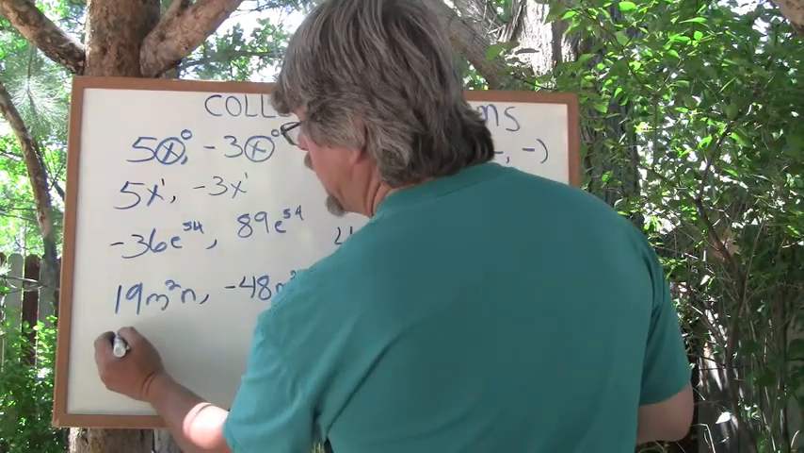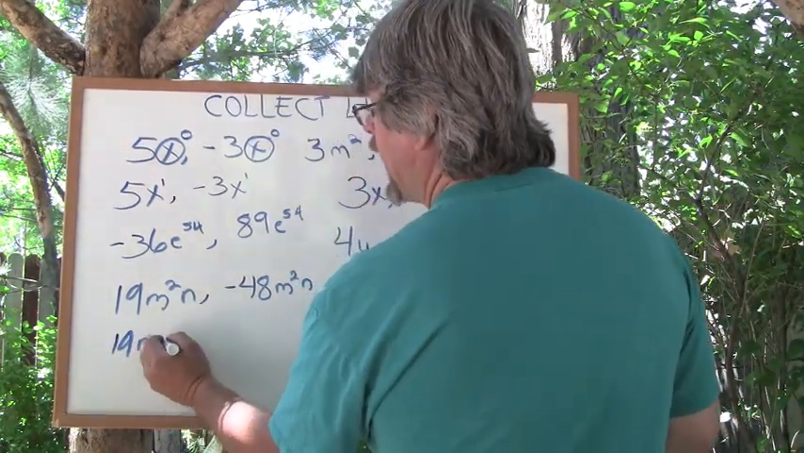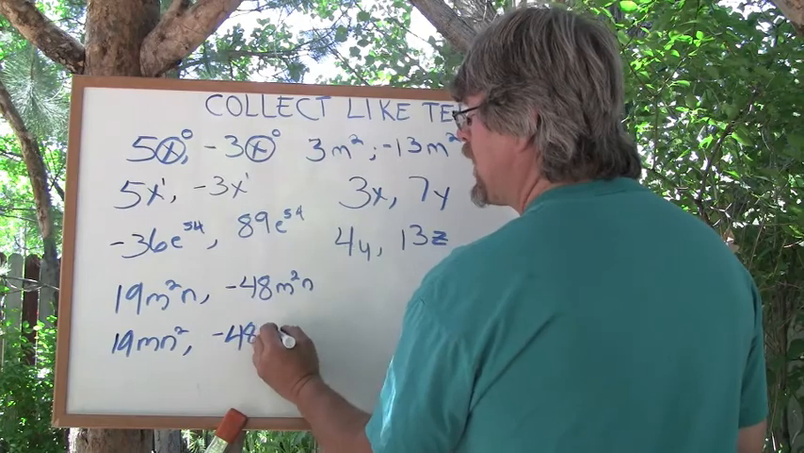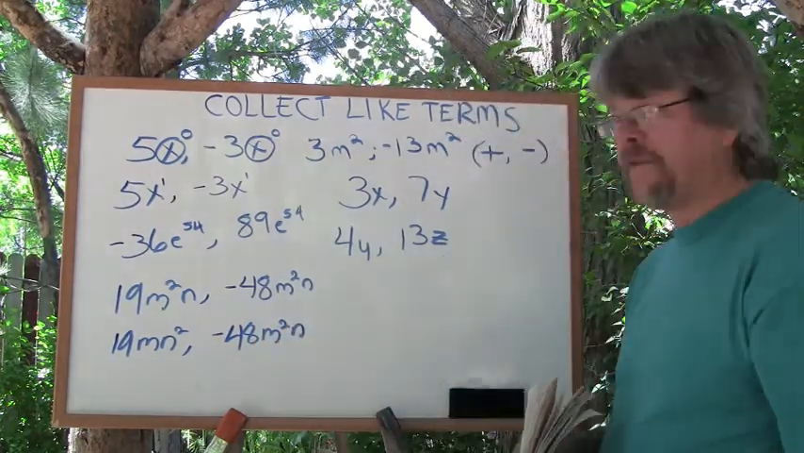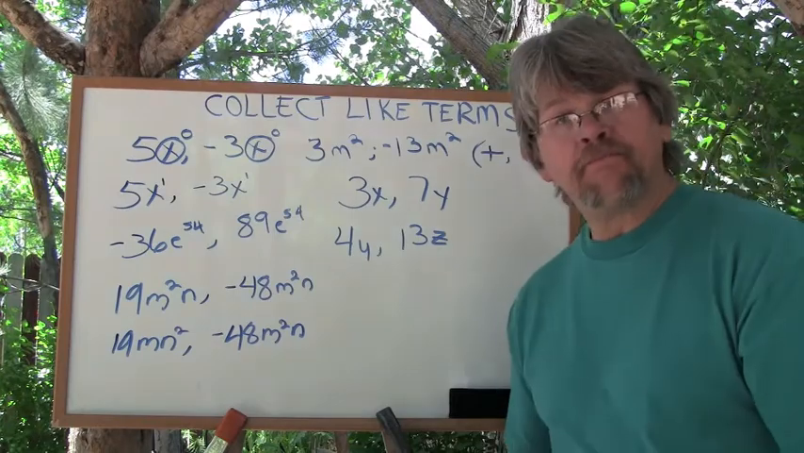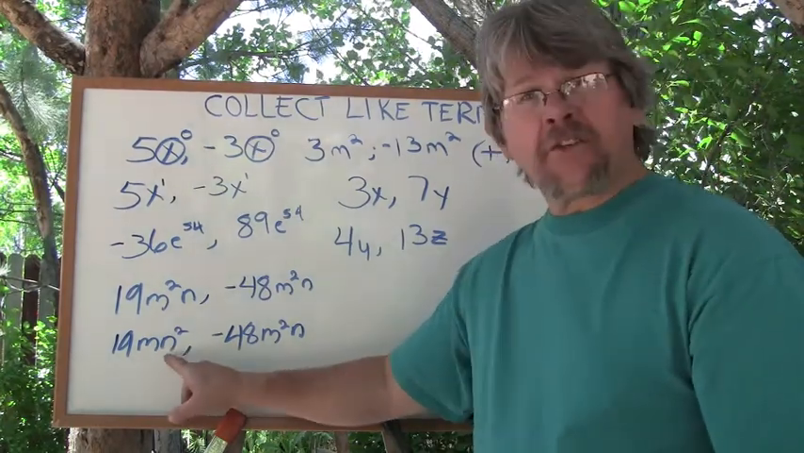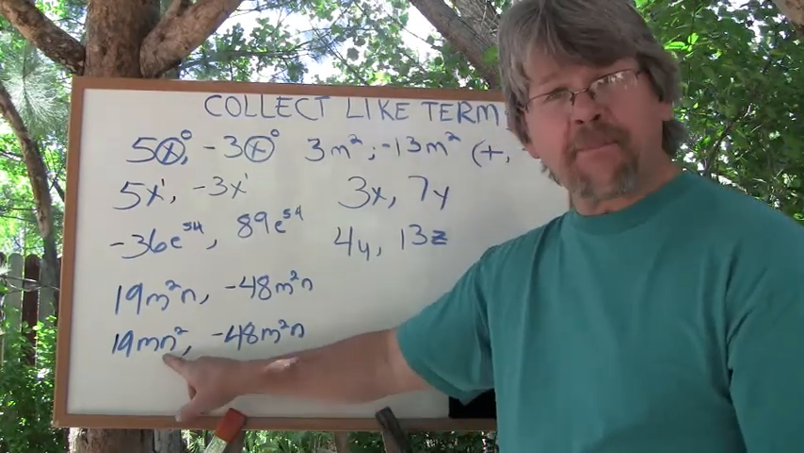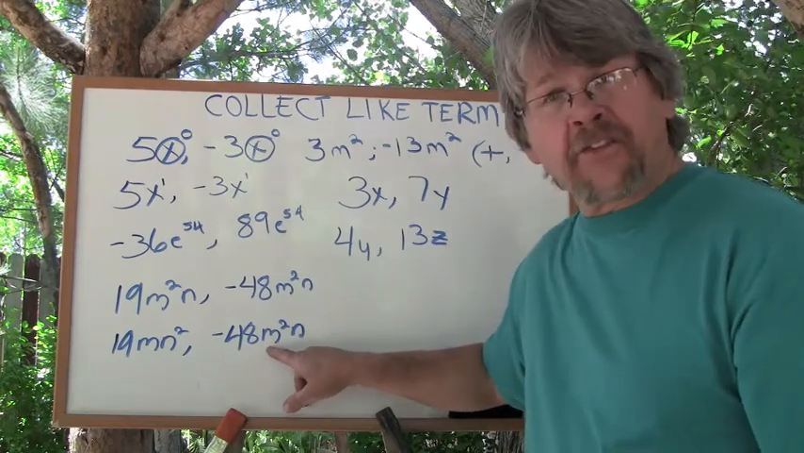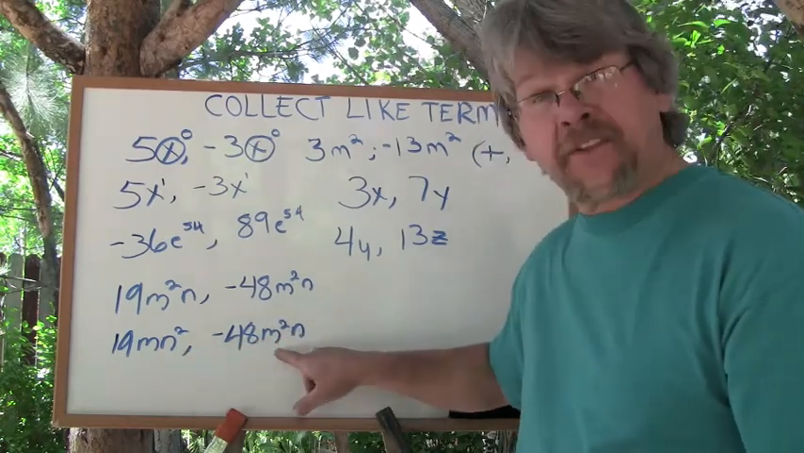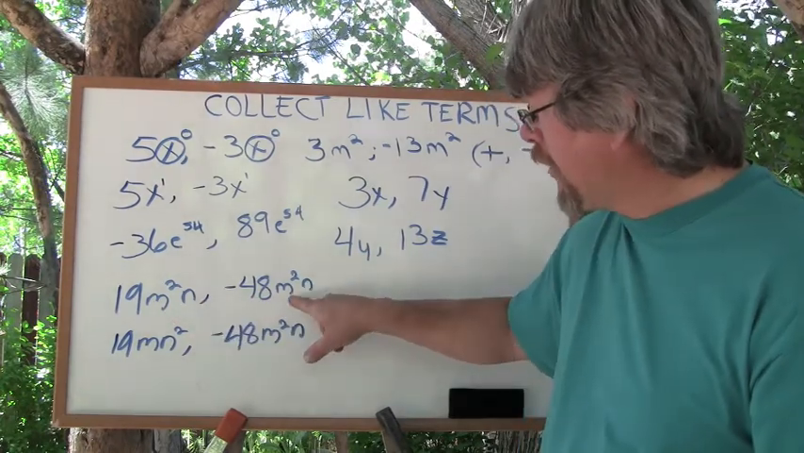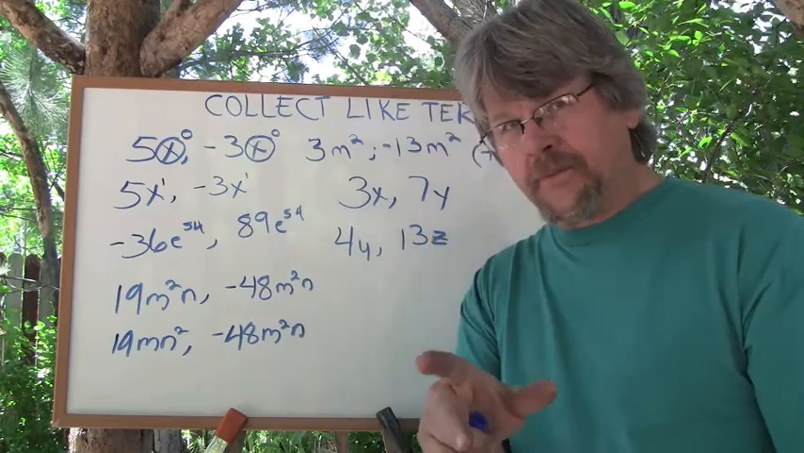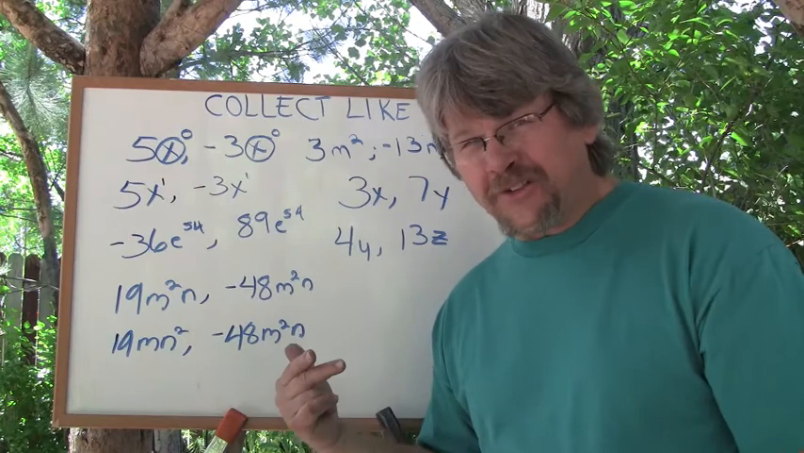If this had been 19m n squared and negative 48m squared n, they would not be like terms, because the n is raised to the second power here. It's true they have the same variables, m and n, but n is the one that's raised to the second power here, while m is raised to the second power here. That means those are not the same. These are the same. These are not. So you'll want to be careful when you're doing these kind of equations.